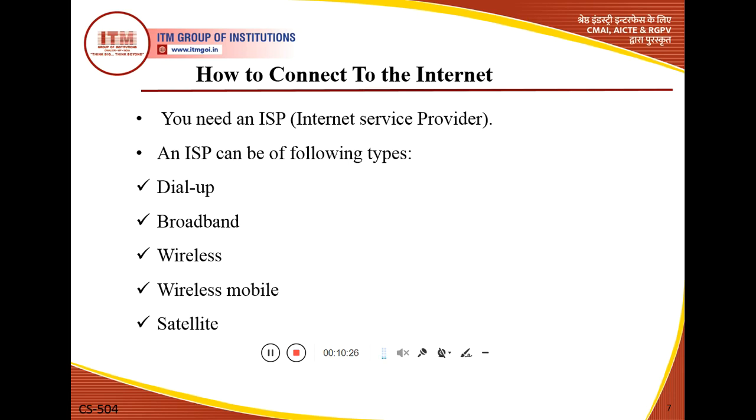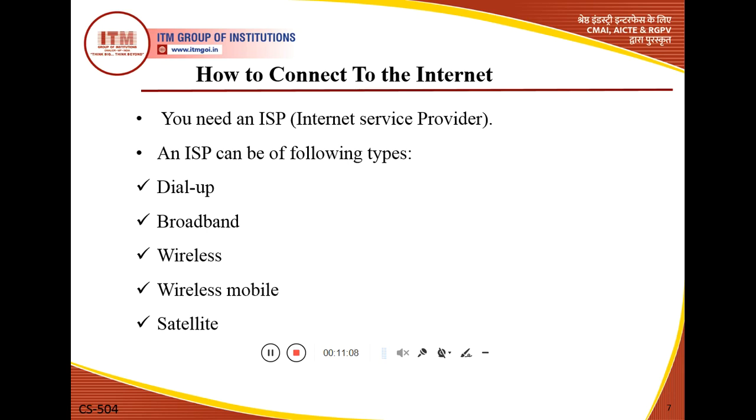This ISP can be defined into the following types. To connect to the internet, we also use a modem. The full form of modem is modulator and demodulator. There are different types of internet service provider, and here I will mention some of them. The first type is dial up. Dial up means we connect a telephone to connect to the internet, so we use the telephone in this type of internet service provider.